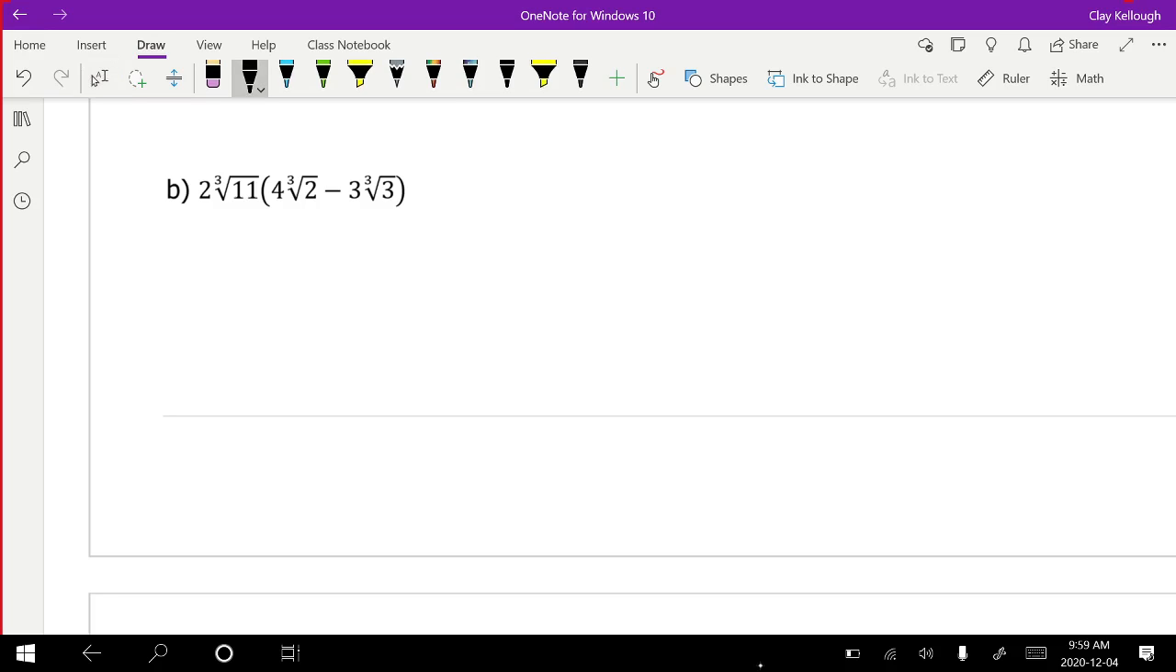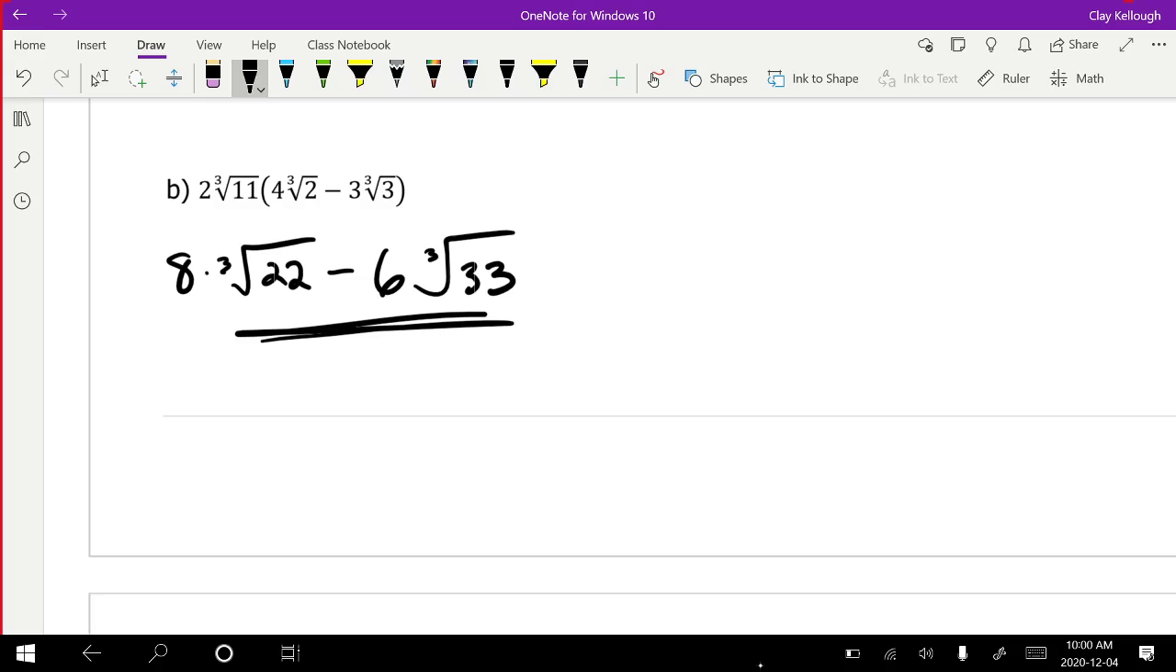All right? Just because I'm in radicals doesn't mean the distributive property works any differently. This is 2 times 4, which is 8. The cube root of 11 times the cube root of 2 is the cube root of 22. 2 times negative 3 is negative 6. The cube root of 11 times the cube root of 3 is the cube root of 33. Can I simplify that anymore? No. Any perfect cubes in 22? No. There's no 8s, no 27s. Same thing with 33. We're done. That does not simplify anymore. Okay. Next.